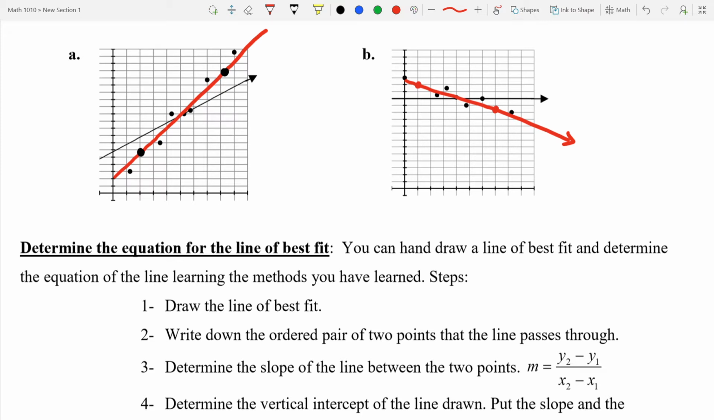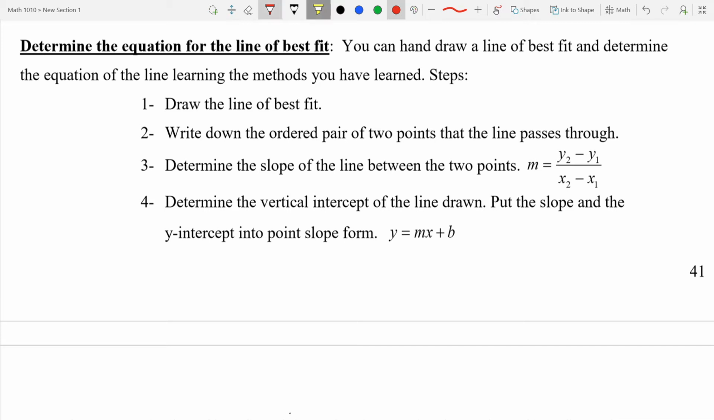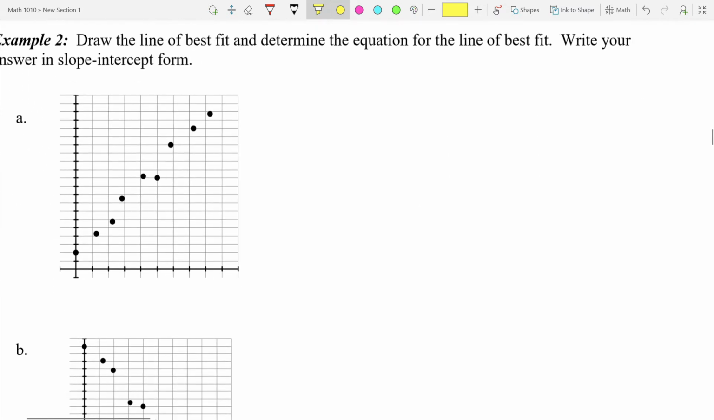Okay, so here's how you determine the equation. There's several different ways, but draw the line of best fit, write down the 2 ordered pairs, figure out the slope, look at the graph and see where it hits the y-axis or the vertical axis, stick it in as your B, and you've got it. Okay, so let's go ahead and do it.